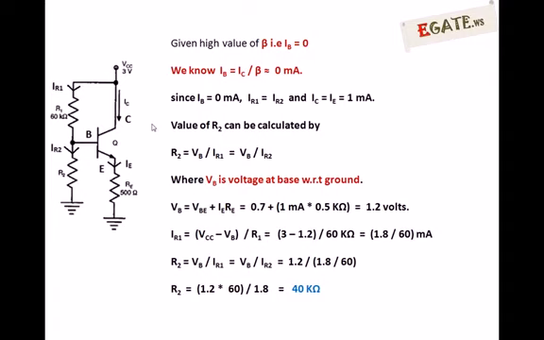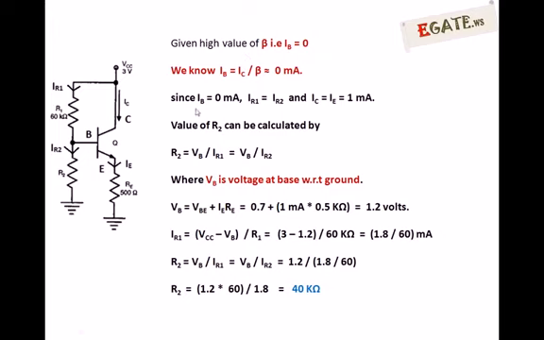Whenever it is given, beta will be taken as very large. That is nothing but indirectly saying you can easily neglect the base current. So high value of beta is nothing but IB is equal to 0. We can prove it like this. What we know is IB is equal to IC by beta, but beta is very large. So IC by a very large value is approximately equal to 0. So the base current will become 0 milliamperes whenever the beta value is very high. So simply we can neglect the current flowing through the base terminal, that is IB is 0.